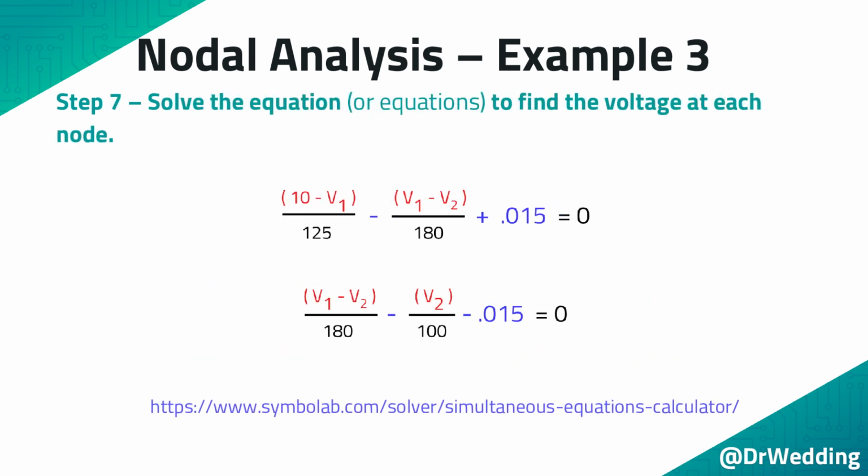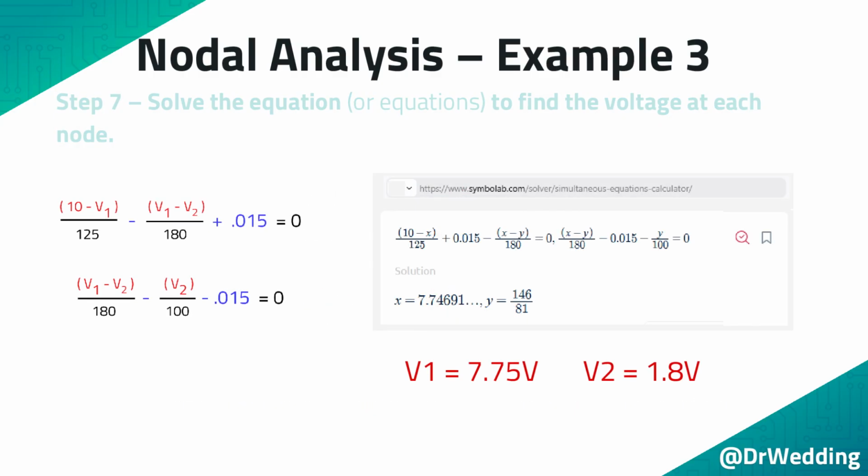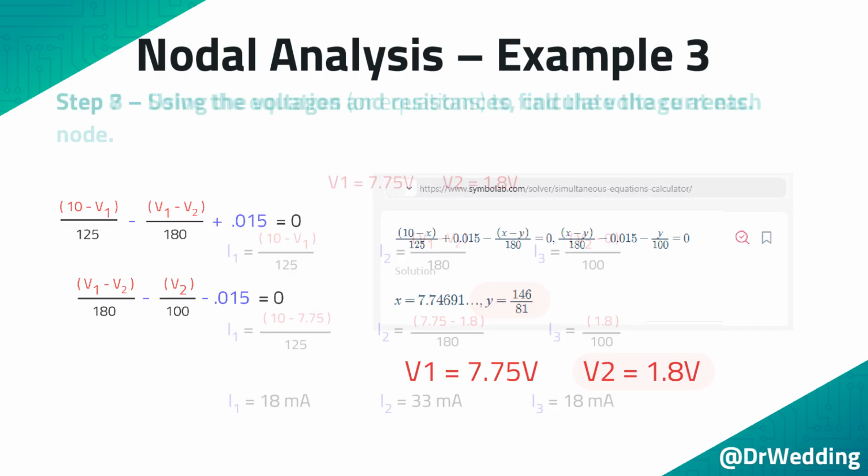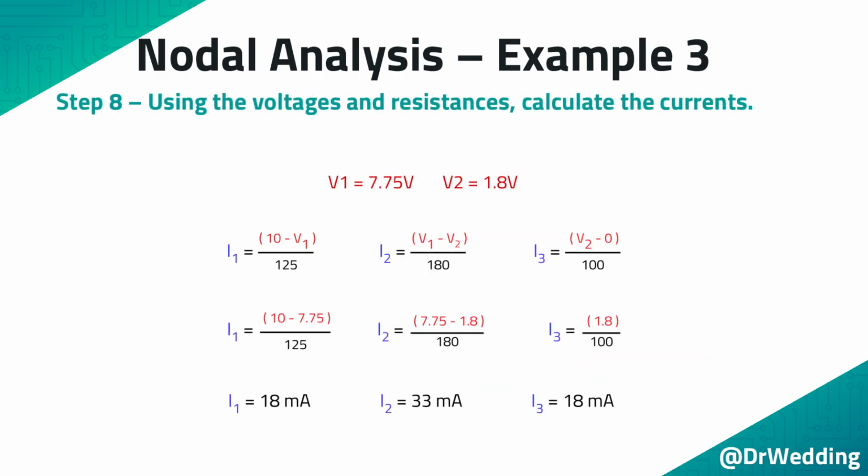Step 7. Solve the equations to find the voltage at each node. This will be done using the online calculator. The calculator solves the 2 equations, and you now know the voltage at V1 is 7.75 volts, and the voltage at V2 is 1.8 volts. Step 8. Using the voltages and resistances, calculate the currents. Because you know the node voltages, you know the voltage drop across each resistor, and in turn, you know the current through the resistors. The calculated currents are shown in the bottom row.